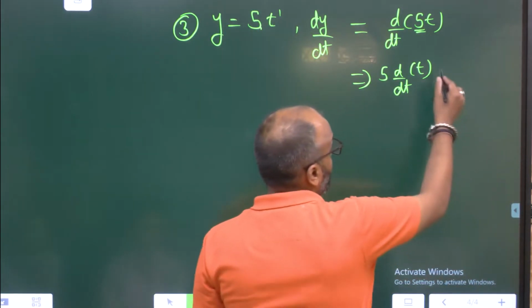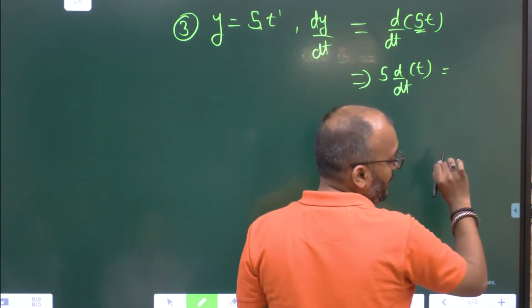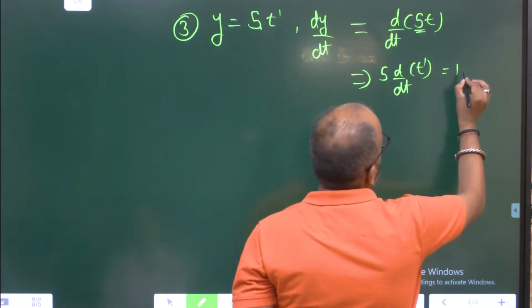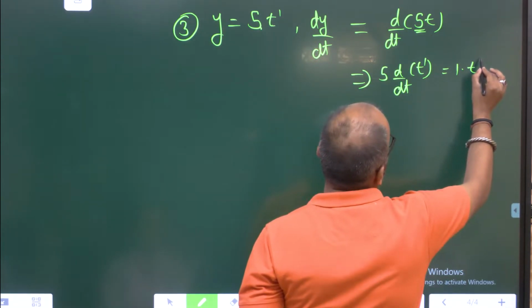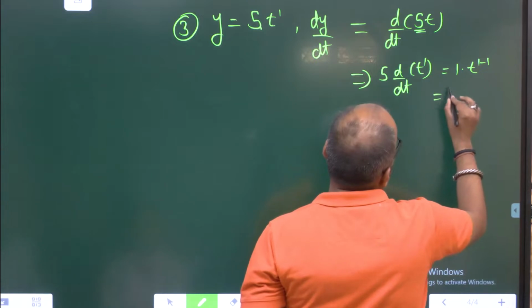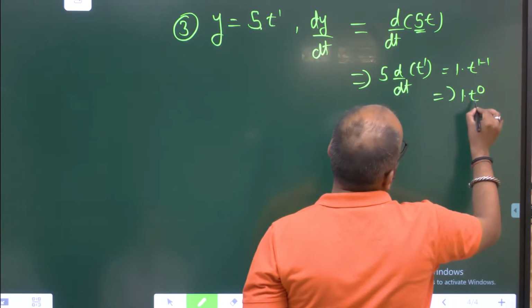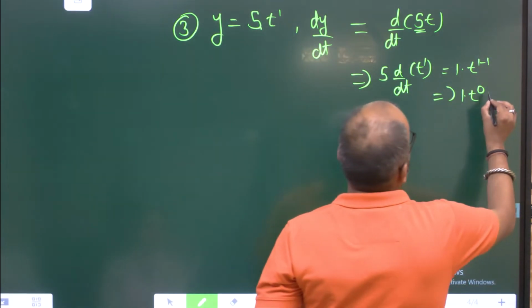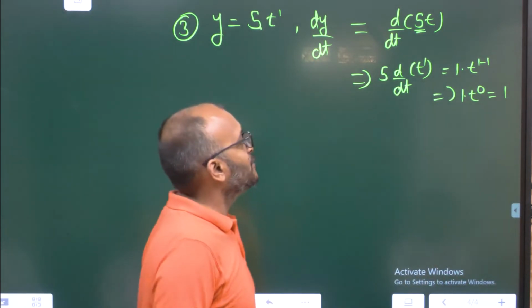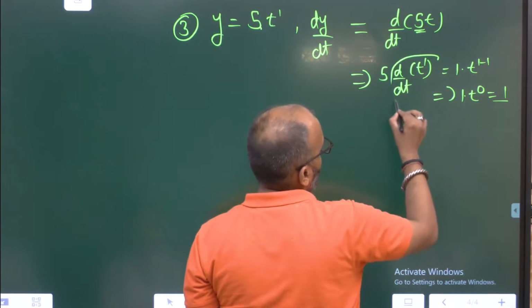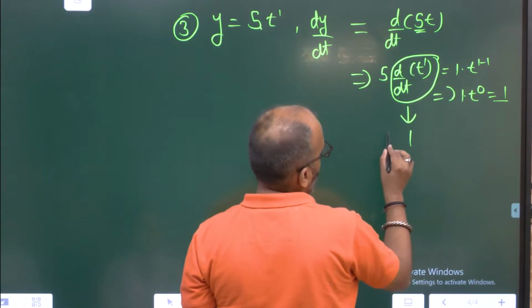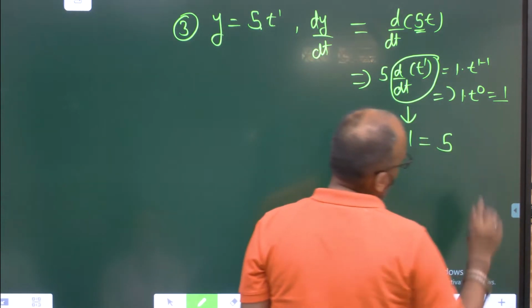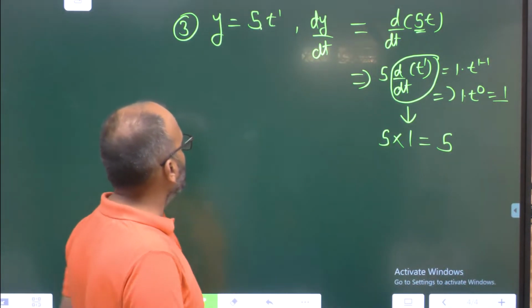How to differentiate it? What is the power of t? t to the power 1. So see, I am going to write it. We have just learned the formula. So 1 into t to the power 1 minus 1, so 1 into t to the power 0. Anything raised to the power 0 is 1. So you got 1 from here. And what was this? 5 you have written outside the differentiation. So the answer will be 5. Understood or not? So do this.